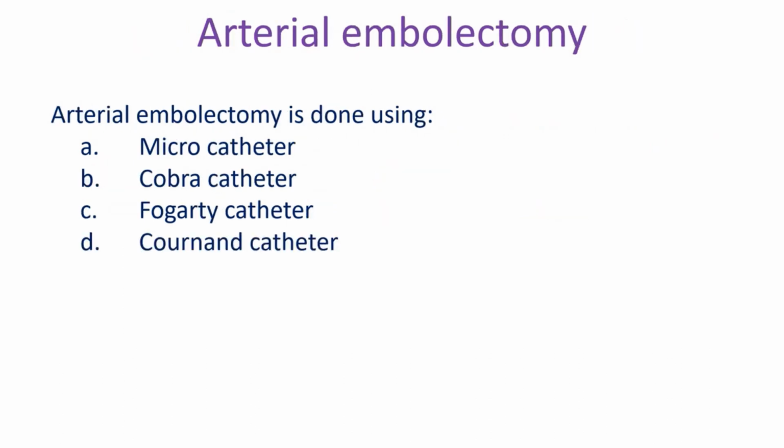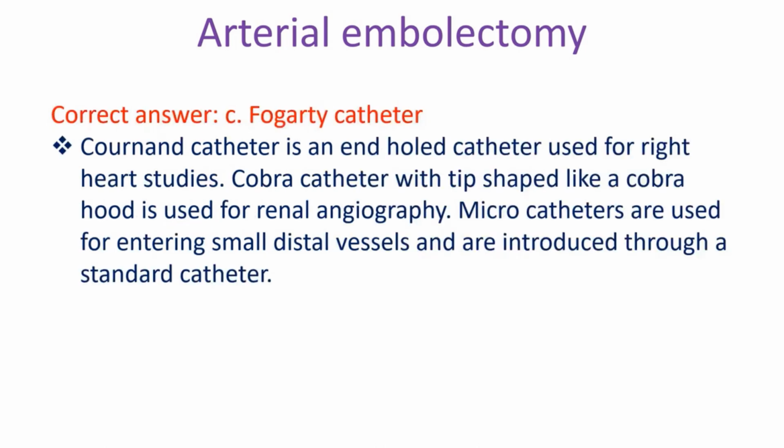Arterial embolectomy is done using A. Microcatheter, B. Cobra catheter, C. Fogarty catheter, D. Cournand catheter. Correct answer C. Fogarty catheter. Cournand catheter is an end-hole catheter used for right heart studies. Cobra catheter, with tip shaped like a cobra hood, is used for renal angiography.